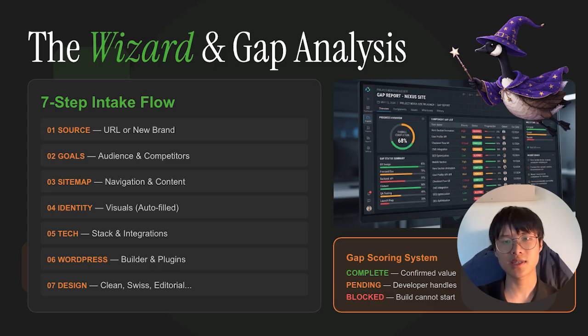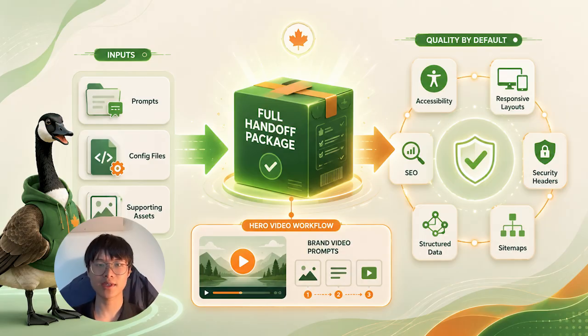Before anything generates, the system scores the brief for its completeness and flags what's missing. The AI isn't trying to fill gaps on its own. It's working from a validated source of truth. What comes out is a full handoff package with prompts, config files, supporting assets, and everything needed to generate and maintain the site. And the quality bar is set high by default.